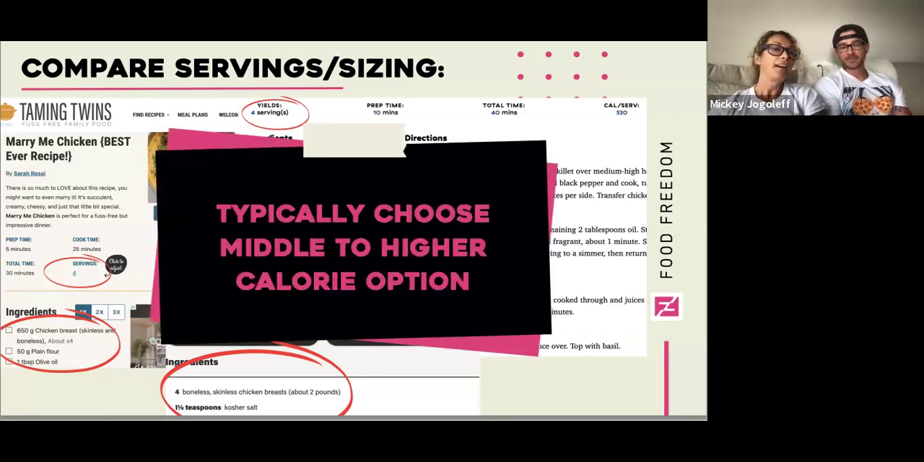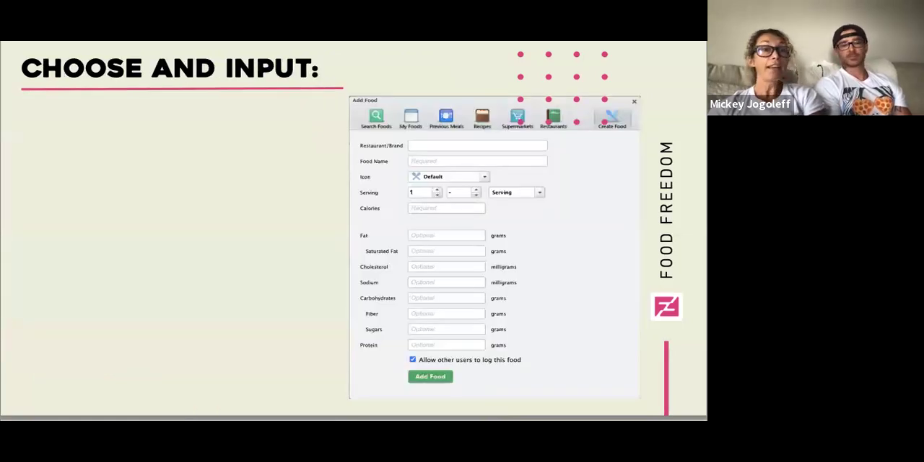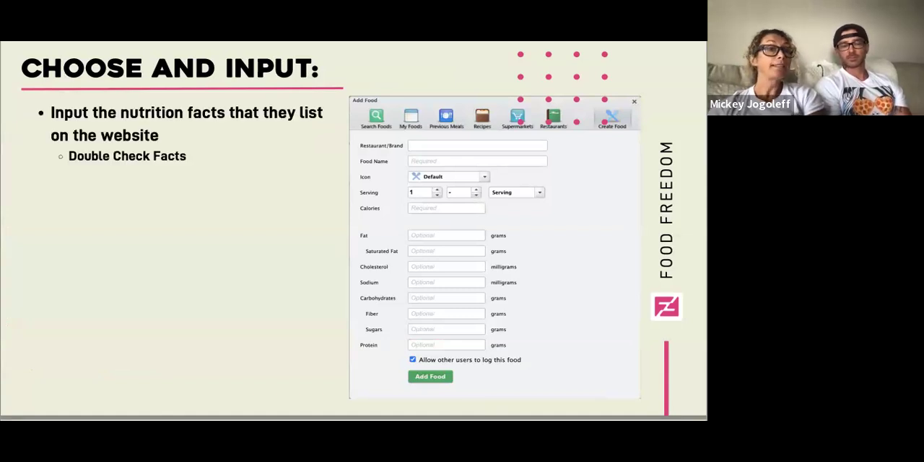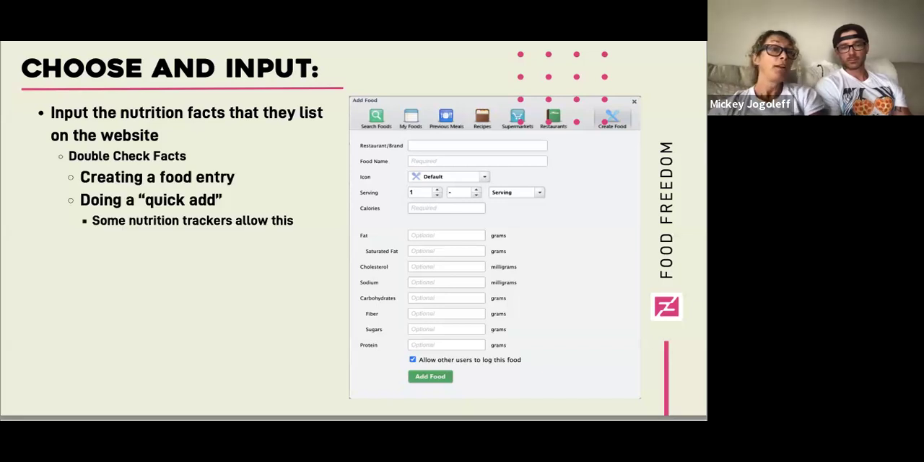Yep, exactly. So what you do, typically choose the middle to the higher calorie option. And then you'll choose it and input it into your nutrition tracker. Some of these recipes will have the nutrition facts listed. If they do, you can just use those. Make sure you double check them because I will tell you sometimes there's some wonky ones. Or you can copy and paste the website of that recipe into the nutrition tracker and it'll create the ingredients and the recipe and spit out the macronutrients for you as well.